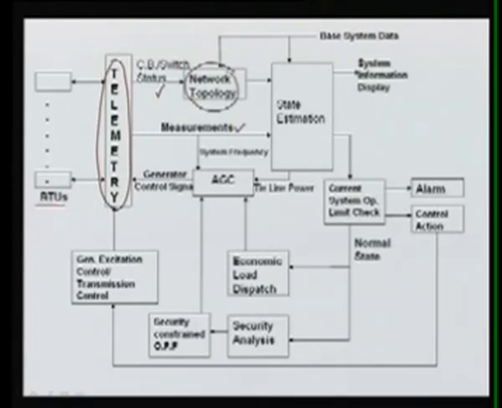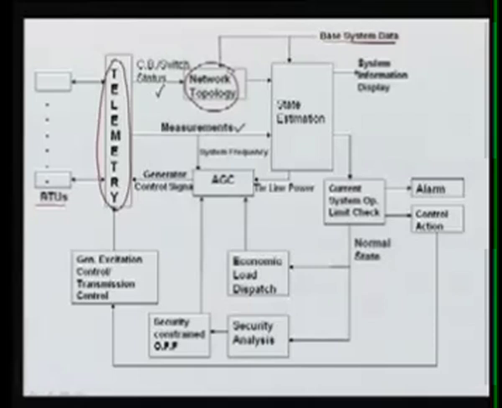This network topology requires the base system data, that is, the intact system information. At the same time, it requires the circuit breaker status of the various elements in the power system: the transmission lines, transformers, as well as other circuit breakers. They come through the telemetry data, and then finally we can have the network topology, that is, the present network information, the network diagram. Based on that, this information is used in state estimation.